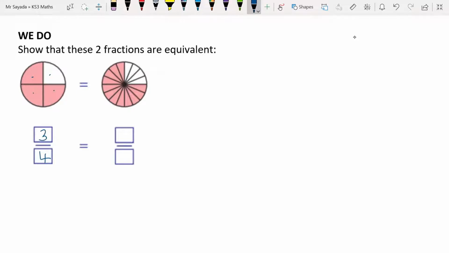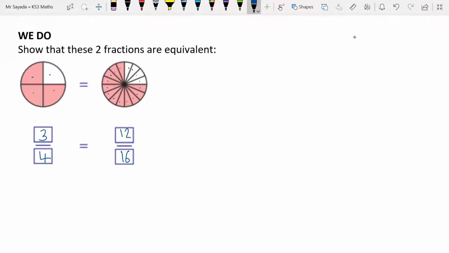Let's do the same with the other circle. How many pieces has this circle been split into? Say your answer to the video. You should have said 16. And how many are shaded? You should have said 12.